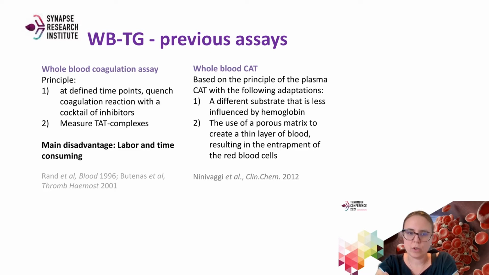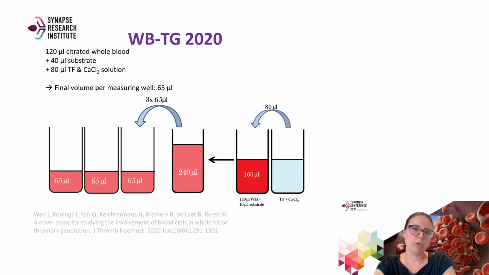Furthermore, approximately 10 years ago, we also developed a CAT-based method for whole blood. And in this method, the porous matrix was used to create a thin layer of blood, and this resulted in the entrapment of the erythrocytes. However, the porous matrix also triggered contact activation and thereby also influenced thrombin generation. And that's why we decided to develop a new whole blood thrombin generation assay, also based on the calibrated automated thrombogram method, but without the need of a porous matrix.